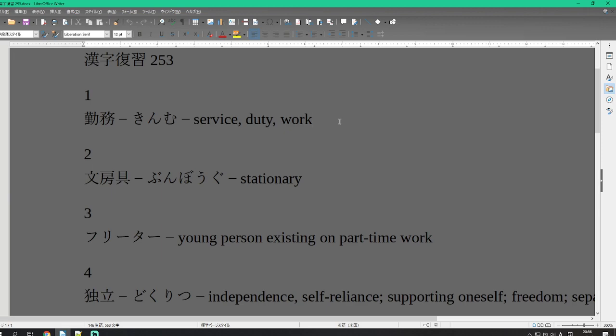Our first word for the night is kin, which is diligence on the left side, followed by the right side, which is tasks or duties. So to diligently do your tasks or duties is a service, duty, or work. Kin is a service, duty, or work.